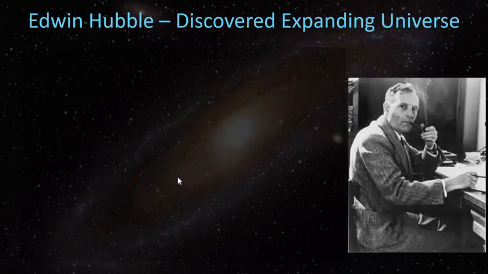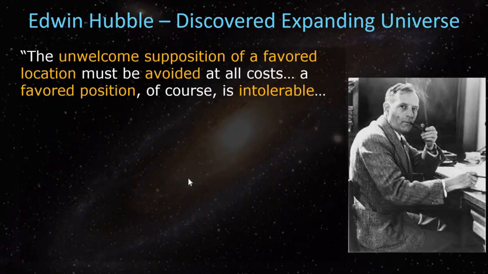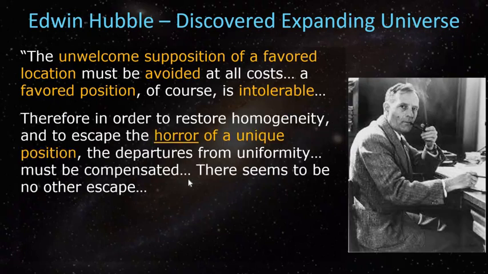Why? Well, has anyone heard of Edwin Hubble? I see a lot of people. He discovered the expanding universe, and this is what he wrote. The unwelcome supposition of a favored location must be avoided at all costs. A favored position, of course, is intolerable. Therefore, in order to restore homogeneity and to escape the horror of a unique position, the departures from uniformity must be compensated. There seems to be no other escape.